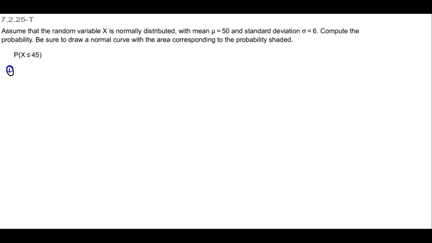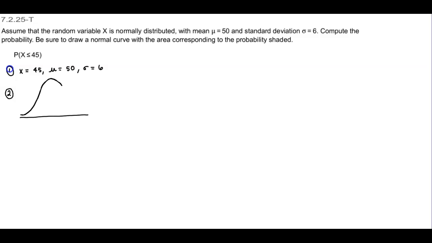Well, we know the value of x is going to equal 45, since we want to know the probability of x is less than or equal to 45. We also know that our mean is 50, and we know that our standard deviation is 6. Okay, so we're going to first draw our normal curve according to the information that's given.